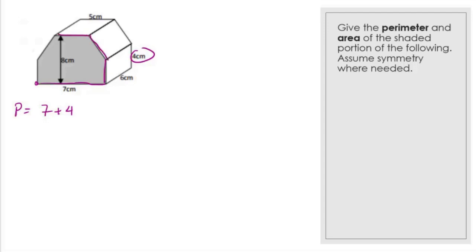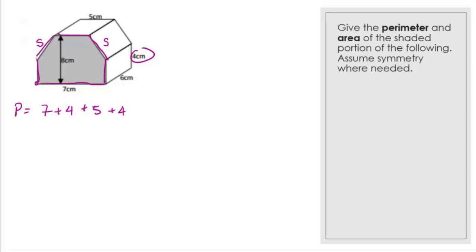We do have the top piece, so I'll add it in now. That's 5. We have a second slant that will be identical to the one on the right here. So I'm going to label this as S for slant and get to that in a moment. And we have another piece of 4 centimeters. So that's part of the perimeter there. We just need to know what those slants are.